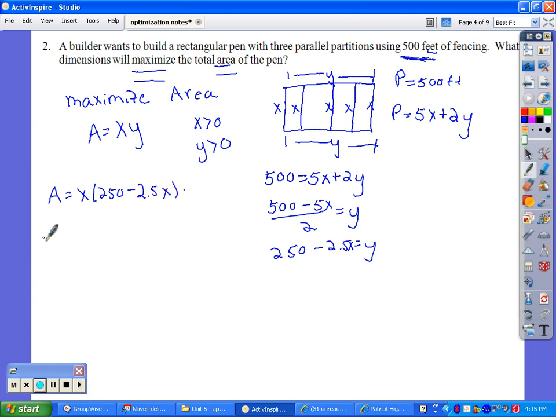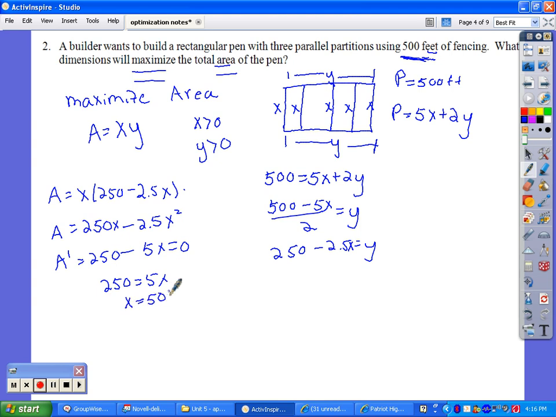And I'm going to find the derivative. The easiest thing to do with these is just to multiply it out first, so you don't have to use product or quotient rules. So if you can simplify on these problems, always do. So I distributed the x, and now I'm going to find the derivative. So I get 250 minus 5x is my derivative. And then I'm going to set it equal to 0 to find my critical point. So I have 250 is equal to 5x, and x is equal to 50.